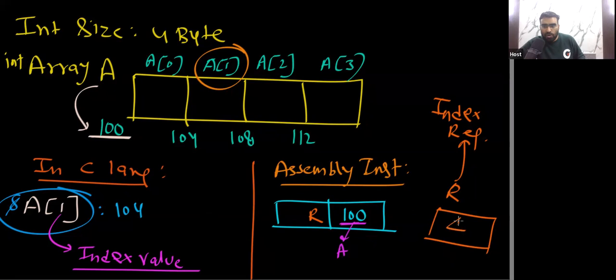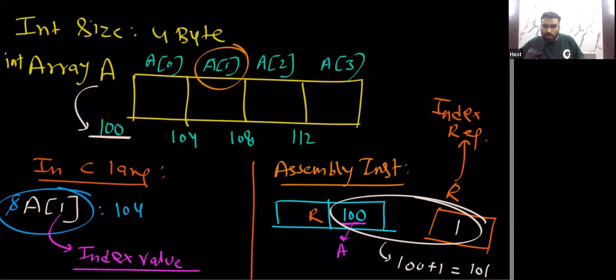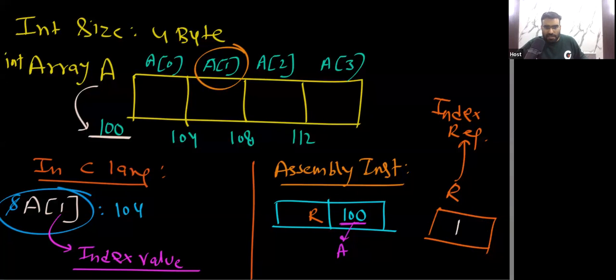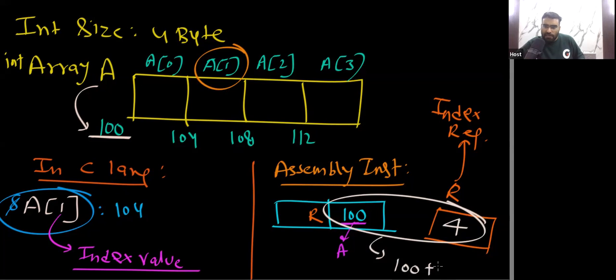I should put 4, because the hardware, the processor, will simply add these two. If you put 1, the processor will add them and make 101. So that is the reason. The correct answer is you will put 4 here, so that these add and become 104. Is this clear? Understood?